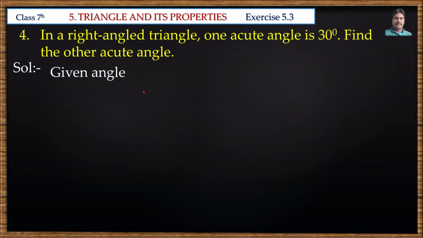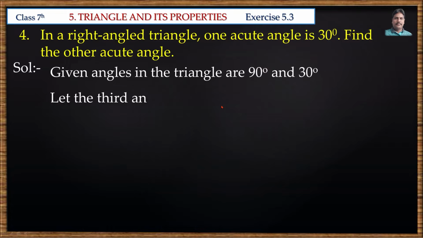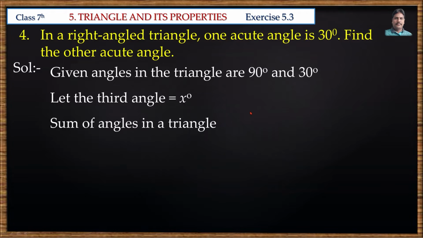Given angles in the triangle are 90 degrees and 30 degrees. Because it is a right angle triangle, one angle is 90 degrees and the other angle is given as 30 degrees. Let the third angle be x degrees. We know that the sum of the angles in a triangle is equal to 180 degrees. Therefore, 90 plus 30 plus x is equal to 180 degrees.